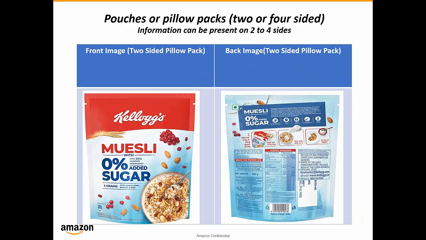Now if you'll see, this is a pillow packing, this is not a rectangle, it will have only two sides. So it's better to give a clear picture of two sides, as well as you can give cropped nutritional information, as well as ingredient information and other images as well. But these two images will help the customer to review the complete labeling and packaging requirement.